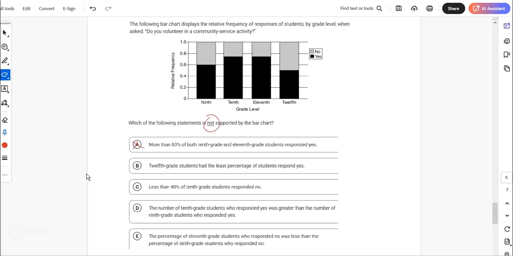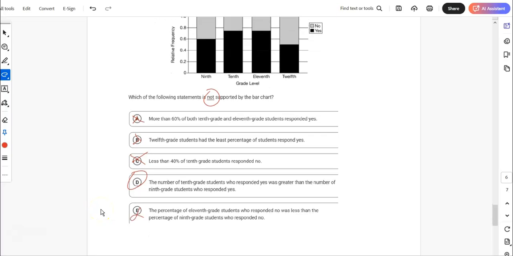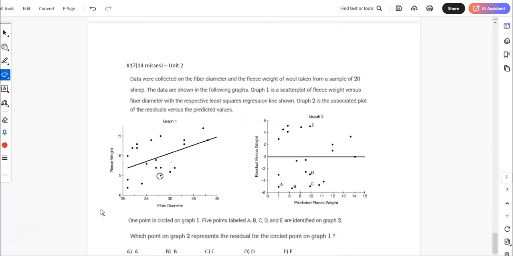12th grade students had the least percentage of students who responded yes. That's definitely true, because percentages, we know. Less than 40% of 10th graders responded no. That's true. The number of 10th graders responding yes was greater than the number... I don't know about the numbers of folks here. Yeah, so that's true. Okay, so it's got to be D.